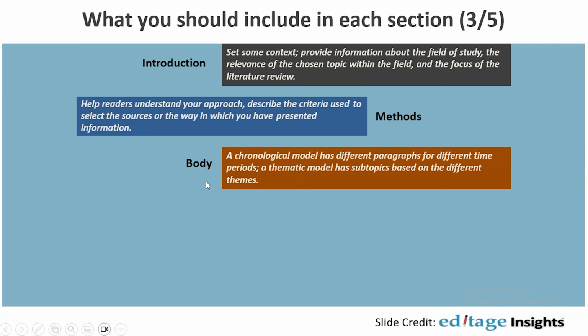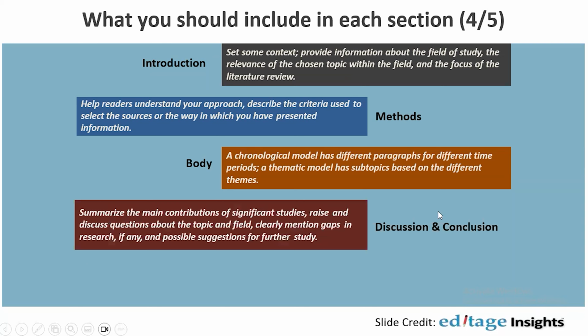Or if you are going for a thematic approach, then you can write or review the papers which are relevant, and make themes or sub-themes like that. And in the discussion and conclusion, summarize the main contributions of the significant studies. Then raise questions about the topic or field, and clearly mention gaps in the research, if any, and possible suggestions for further study.